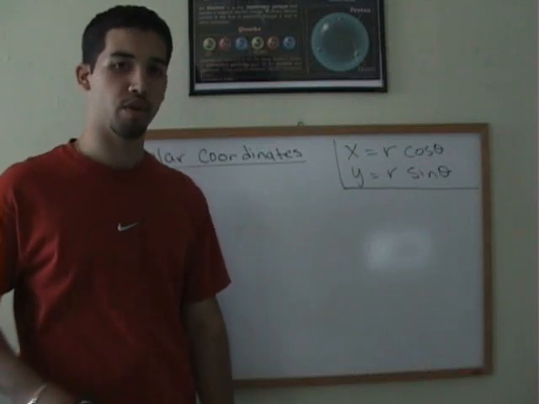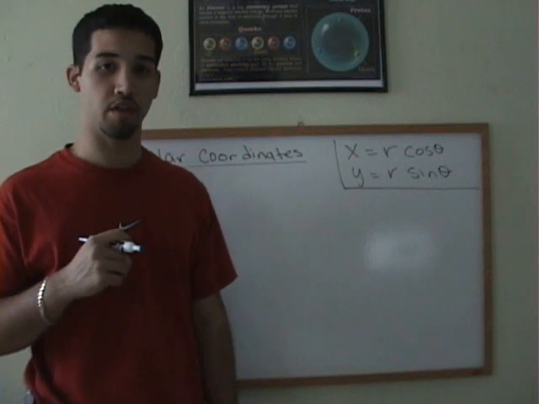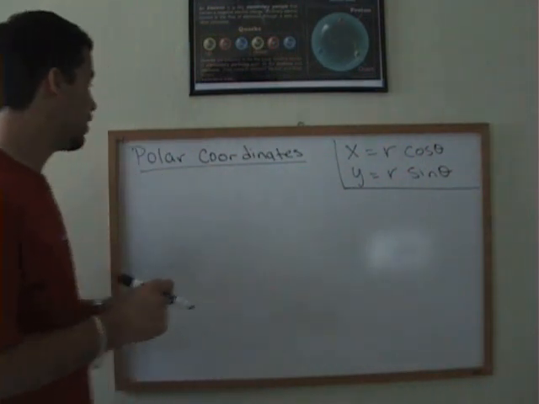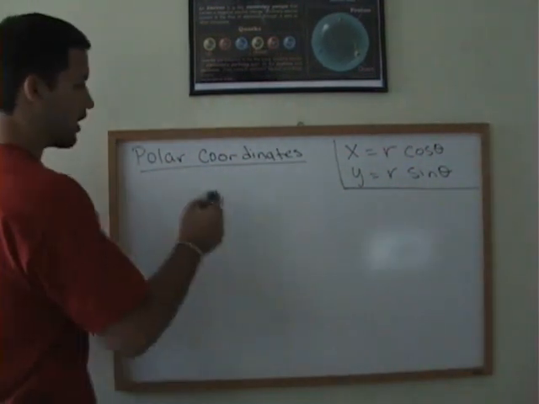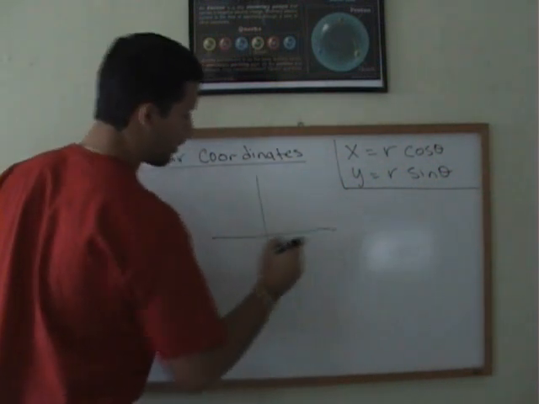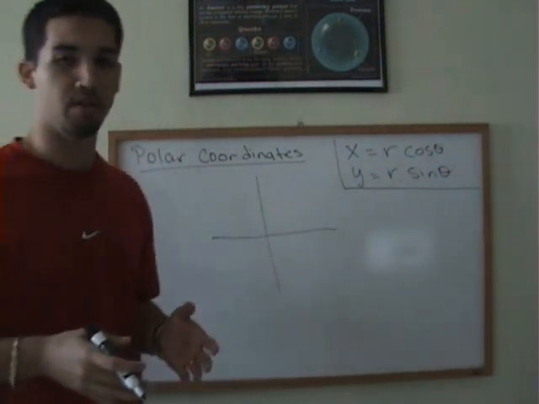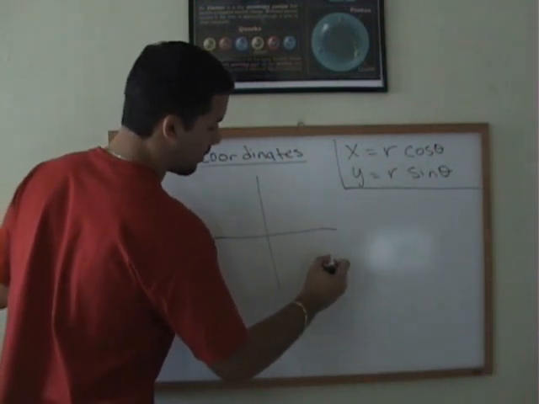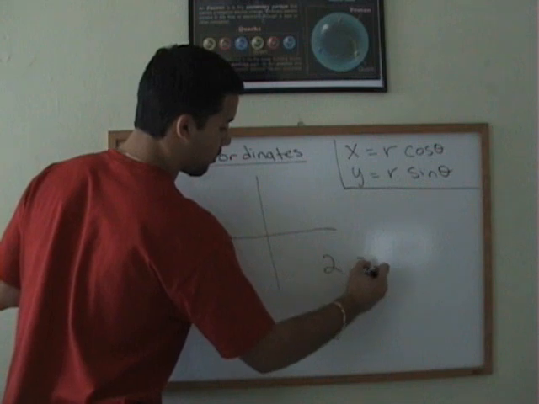Today I'm going to be showing you what a polar coordinate is and how we can convert from a rectangular coordinate to a polar coordinate and vice versa. Okay, first of all, let's talk about the regular Cartesian plane. If we have a regular Cartesian plane, normally the point is going to be given in rectangular form, such as, let's say, point (2, 3).